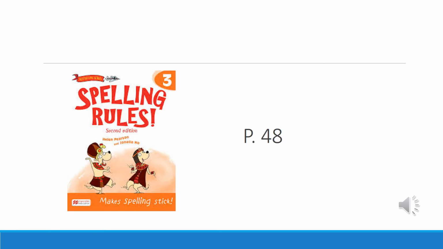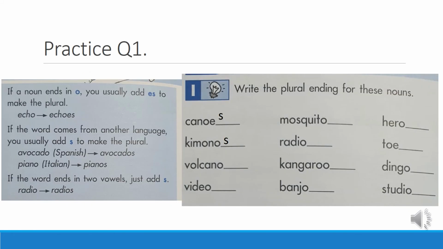Okay, can you please open your spelling rules book to page 48 and let's start solving together. Let's look at question 1. But before we start solving question 1, let's read what we have in the blue box above. If a noun ends with O, you usually add es to make it plural, such as echo, echoes.